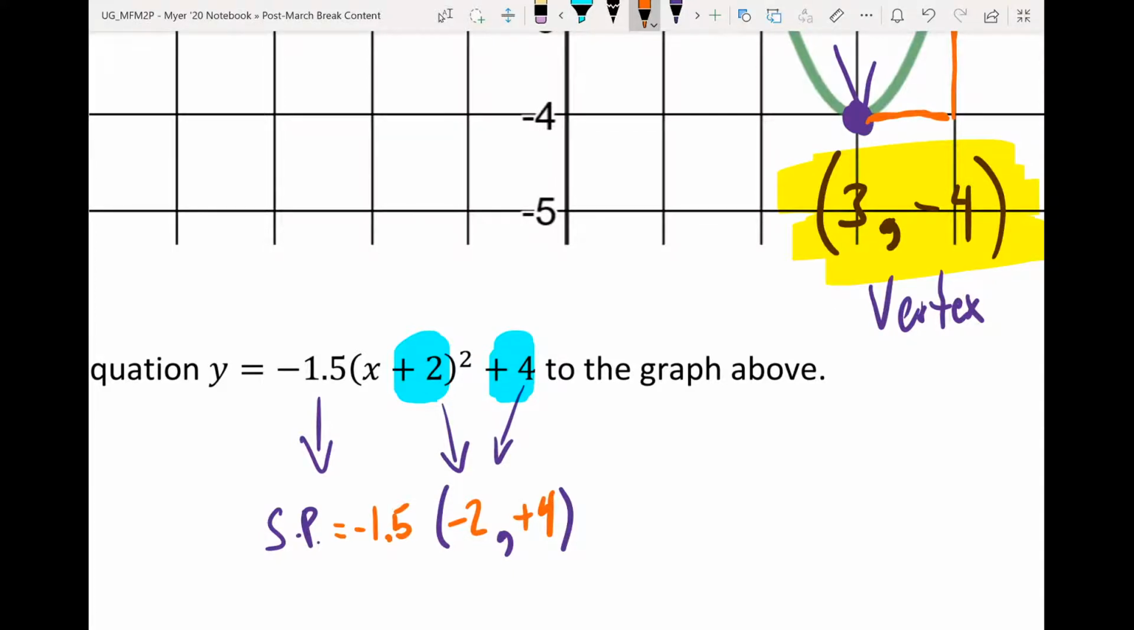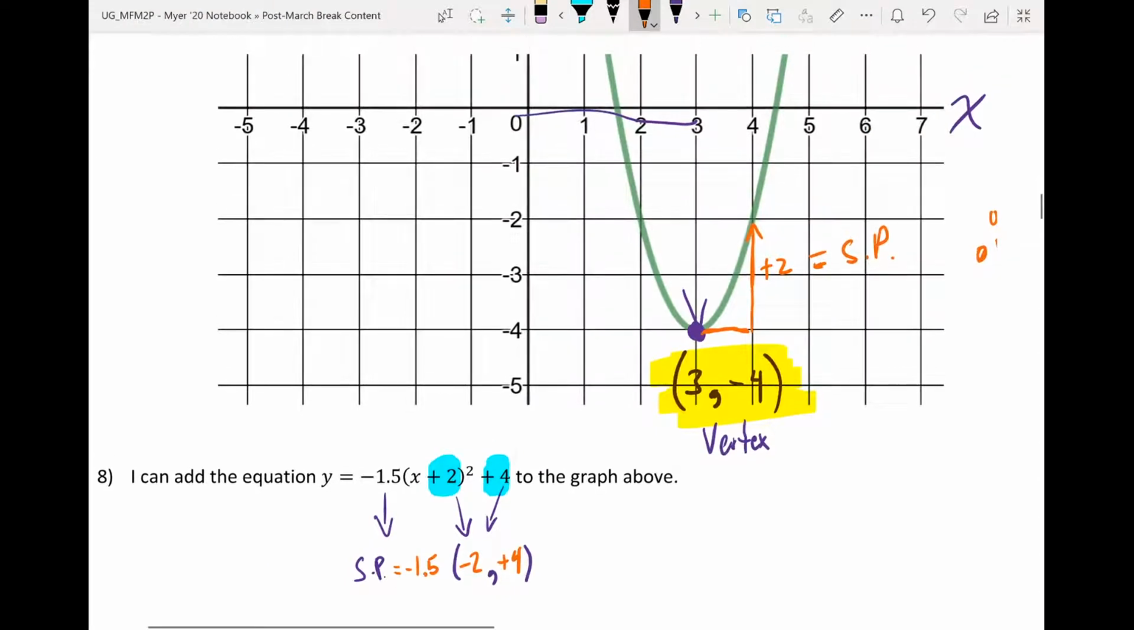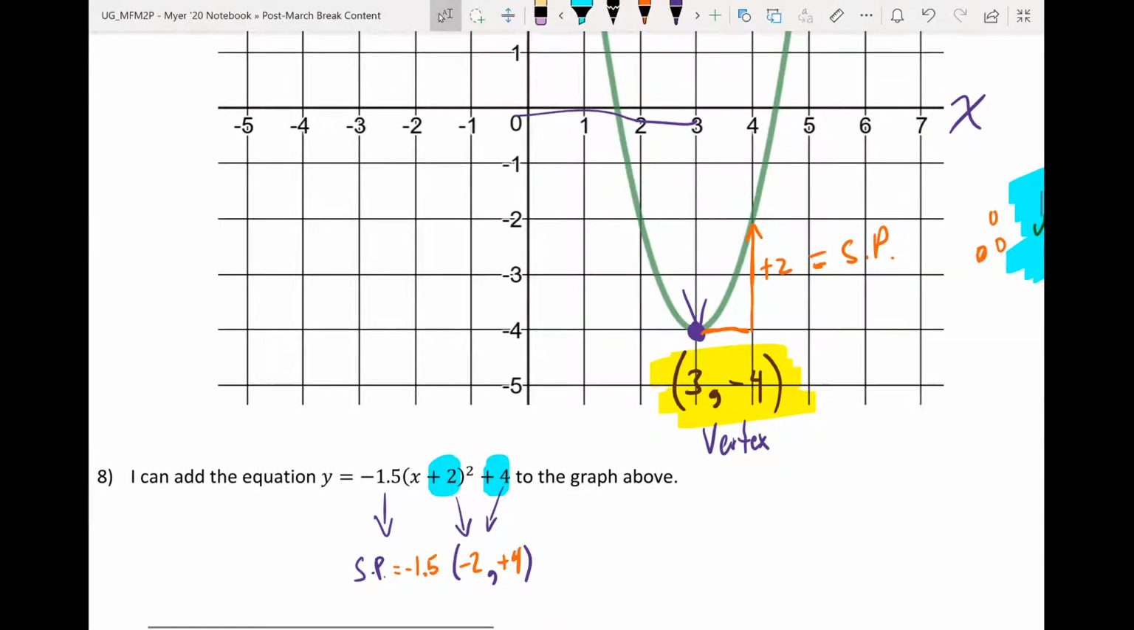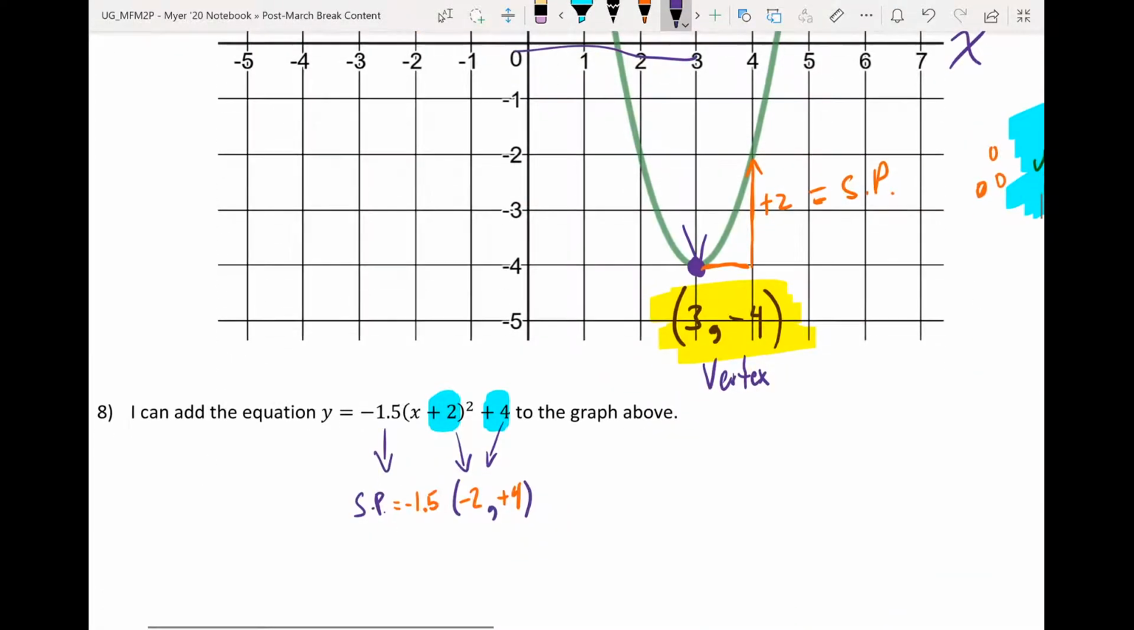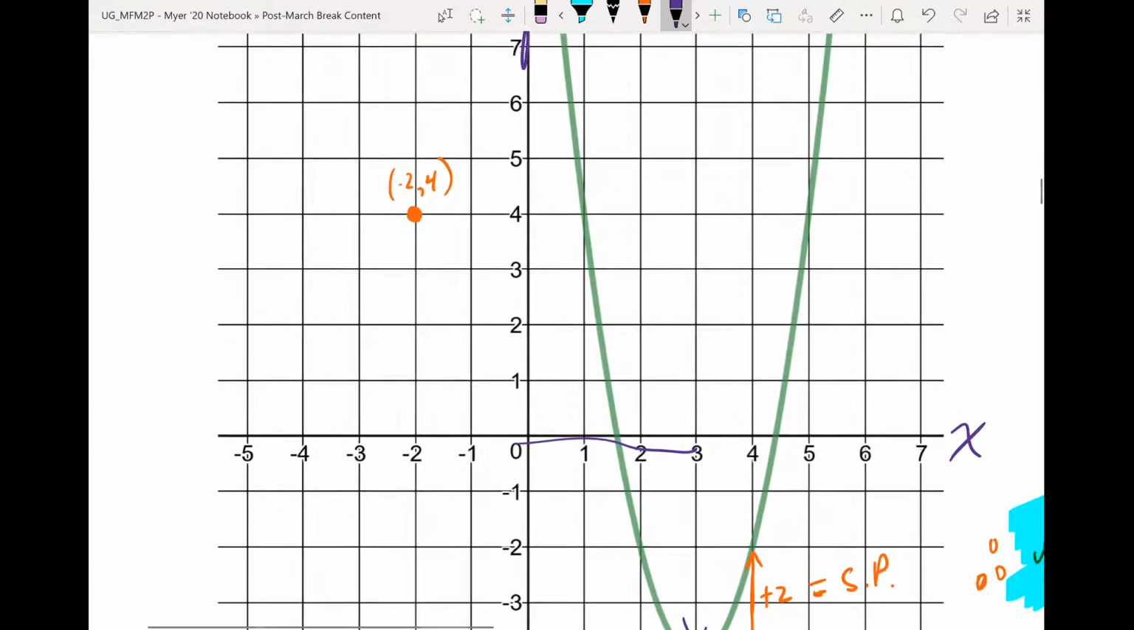So let's find the vertex first. So we go to -2 and 4. There's our vertex. And then we're doing our step pattern at -1.5. So over 1, down 1.5. Right about there. And it goes to both sides.